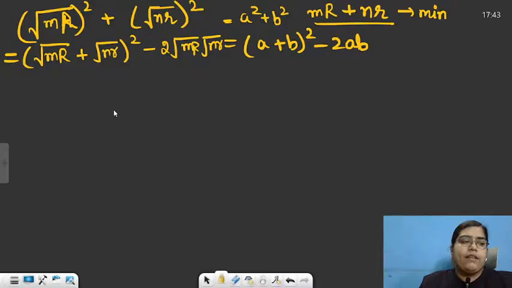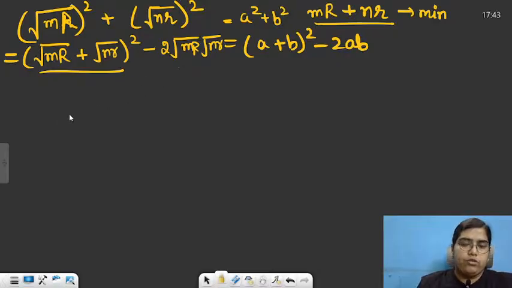Now what is the benefit which I get over here? The benefit is that I have a term with a whole square. Now a whole square can never be negative. So what I have to do is equate it to 0.